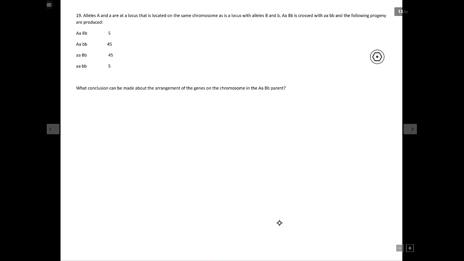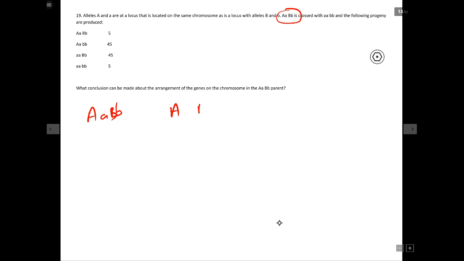Alright, here's another one. A and B are at a locus. So this is just kind of getting abstract. Not talking about specific traits or anything like that. And what kind of conclusions can we make? So here we're saying we have this kind of a heterozygote. But that doesn't give you enough information. All that does is tell you that it's heterozygous.